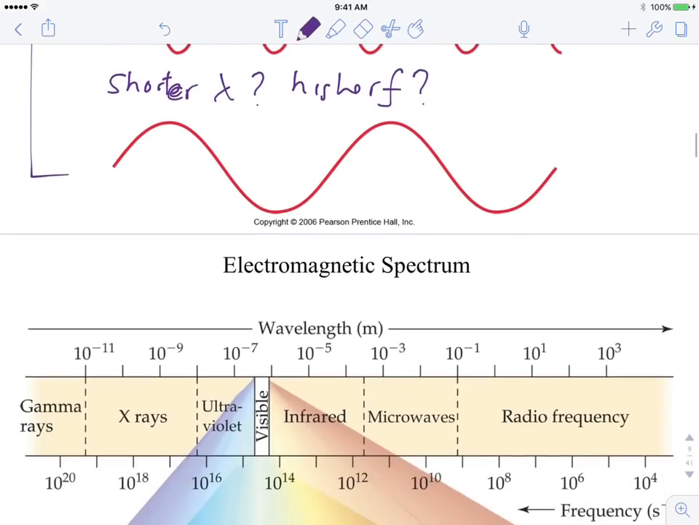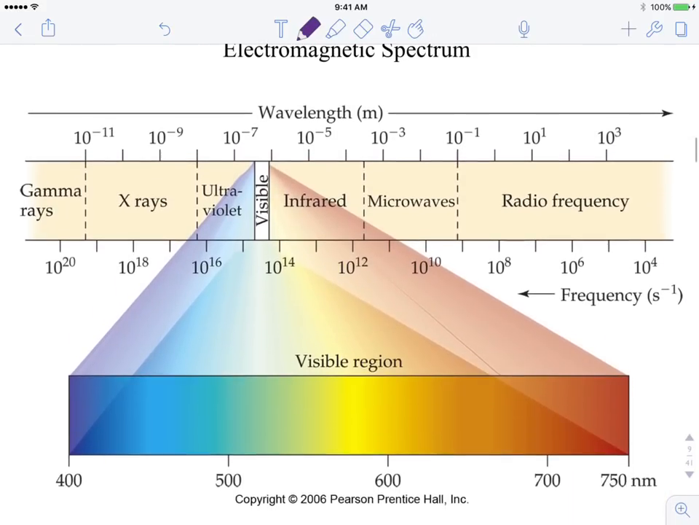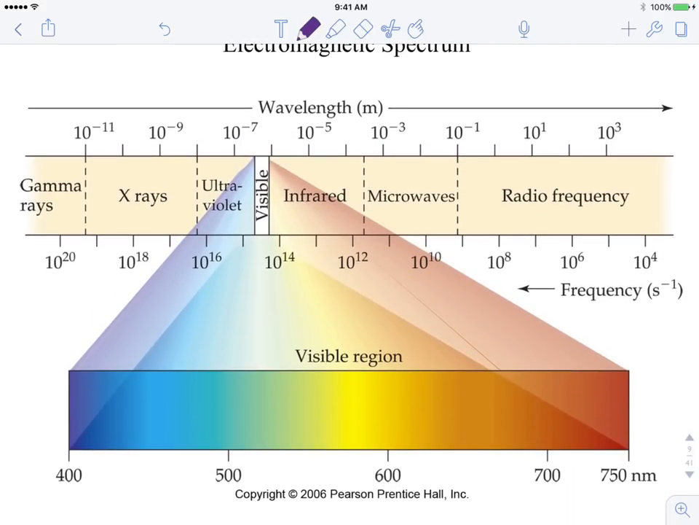So I promised you that I would show you the electromagnetic spectrum, not just the visible spectrum. And this is the entire electromagnetic spectrum for light. What we can see is within the visible range, this is what we're able to detect with our eyes. But there are other forms of electromagnetic radiation or light that we can't see.